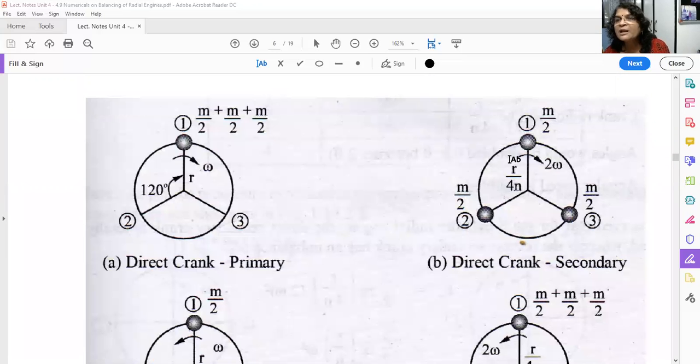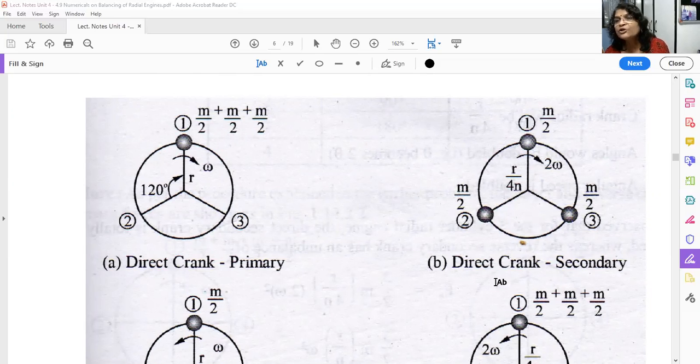Here are your cylinders number 1, 2, 3. Now what I told you: the line of stroke of cylinder number 1, you have to rotate by 0 degrees, that means it will remain here. So m by 2 will be here. Then cylinder number 2, you have to rotate by 240 degrees in the direction of omega. So it will come here, m by 2. Then cylinder number 3, the line of stroke, you have to rotate in the direction of rotation through 120 degrees. So it will come here. So again, 1 m by 2 here, 1 m by 2 here, 1 m by 2 here. This is your secondary direct crank diagram.